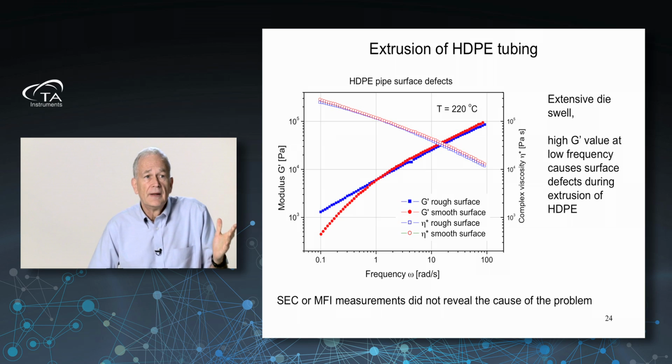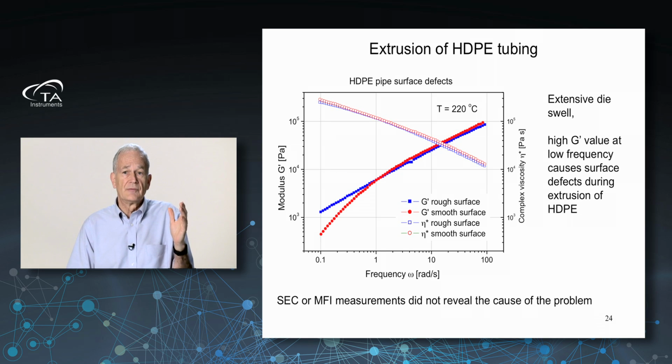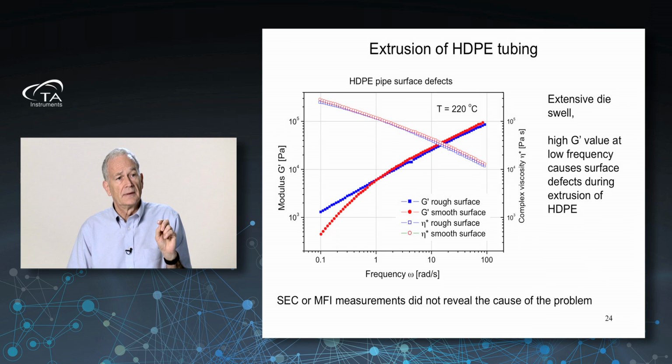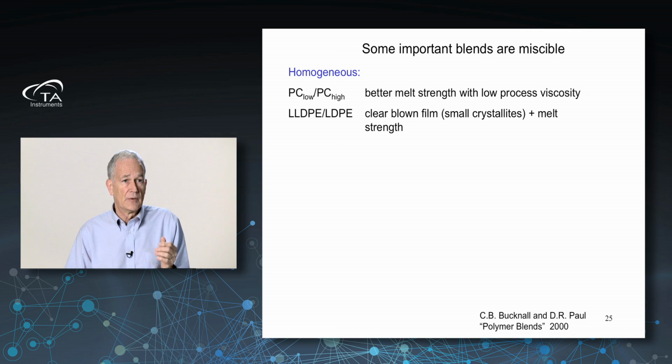Here's a practical problem, extruding high density polyethylene for tubing or for pipe. You can see the viscosity on the upper curve between these two commercial samples. The viscosities are very close, very hard to distinguish between them, maybe a little bit at the lowest frequency. But the G prime, the elastic modulus, shows that the blue curve has a much higher molecular weight tail on it, and that caused surface defects during extrusion. It was an excellent correlation between extrusion problems and the rheology.